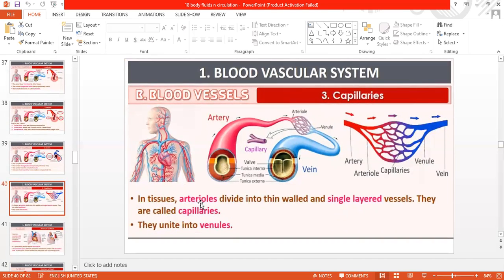Now, in tissues, these arterioles divide into thin-walled, single-layered vessels, which are known as capillaries. These capillaries reunite to form venules. Venules reunite to form veins. You can see over here, follow the cursor. This is the artery, further dividing into 2 or 3 arterioles. These arterioles branch out into capillaries. These capillaries reunite to form 2 venules. The 2 venules join to form the vein.